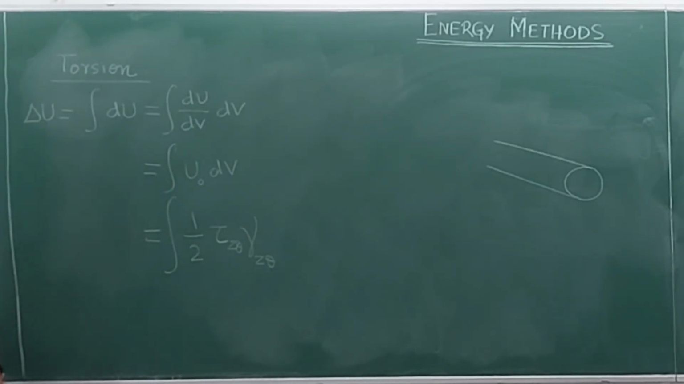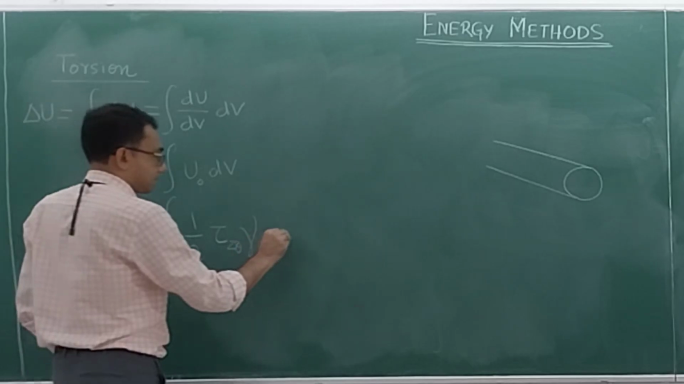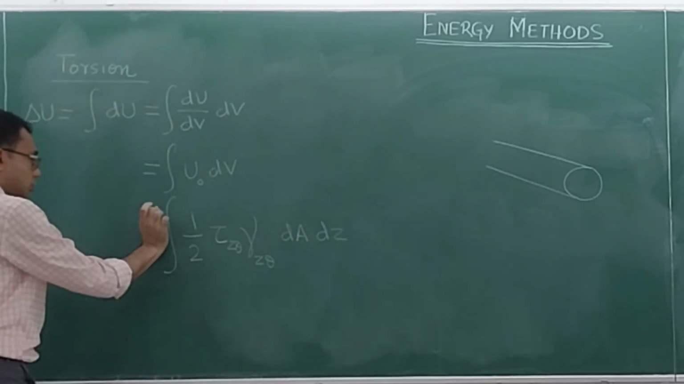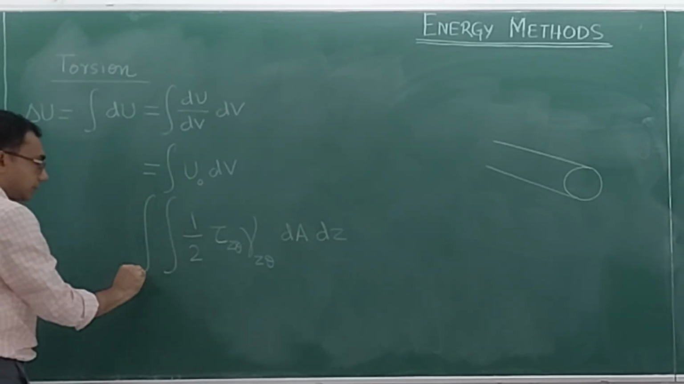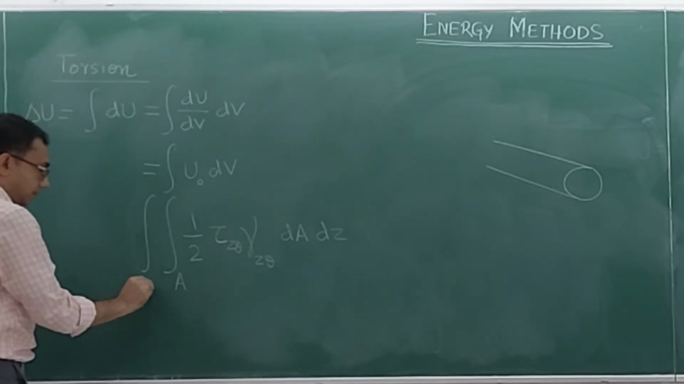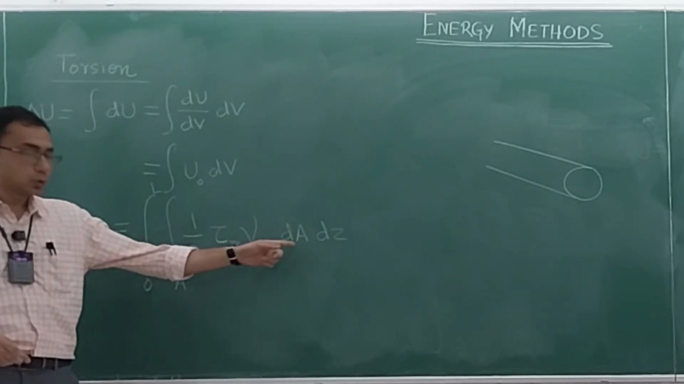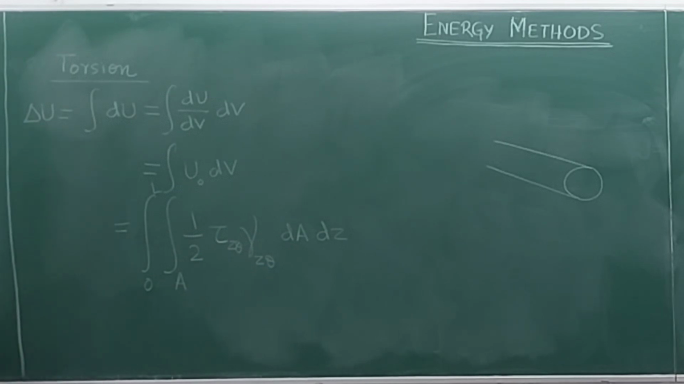This dV I will write like dA into dz. Okay, dA into dz. Again, there are two differentials, so I'll have to write them properly with a double integration. The integration limits for the integration with respect to z, that will be going from 0 to L. But for this integration with respect to dA, I have to be a little bit careful in how I depict the dA.